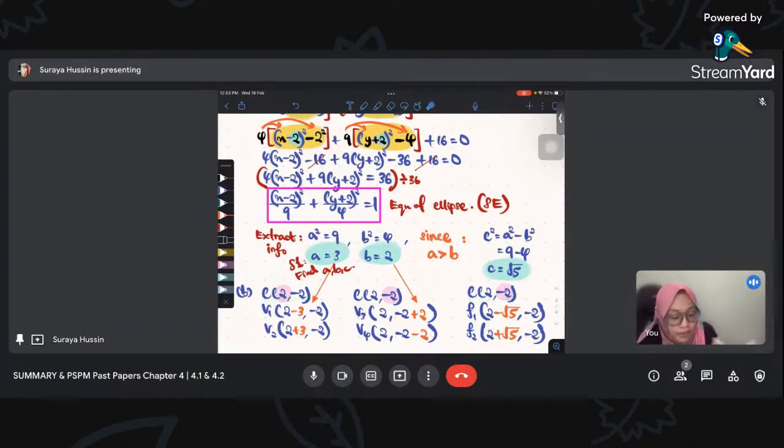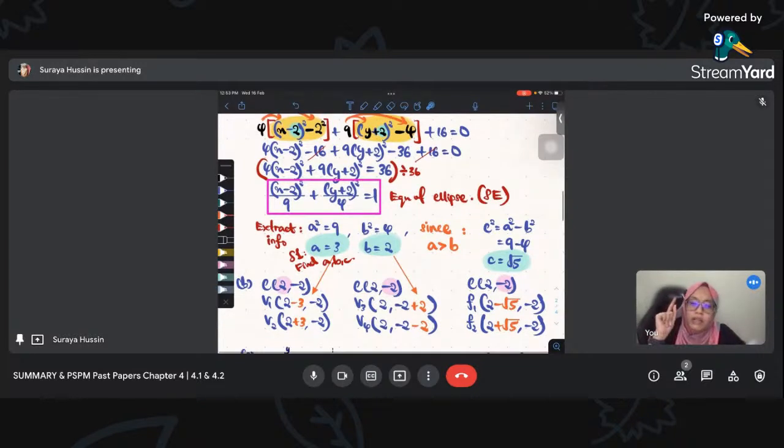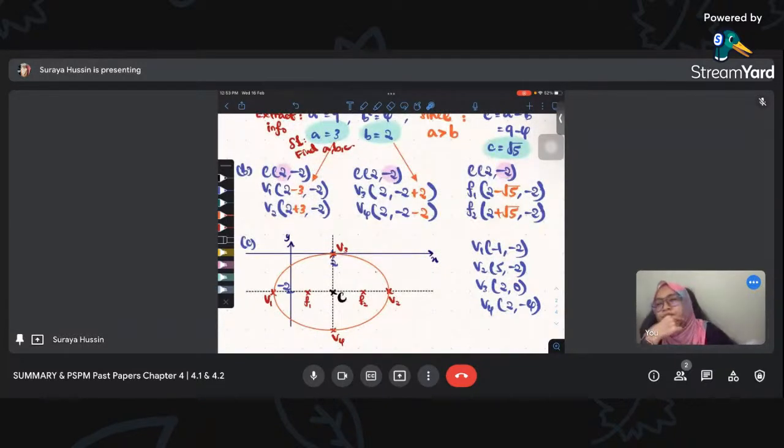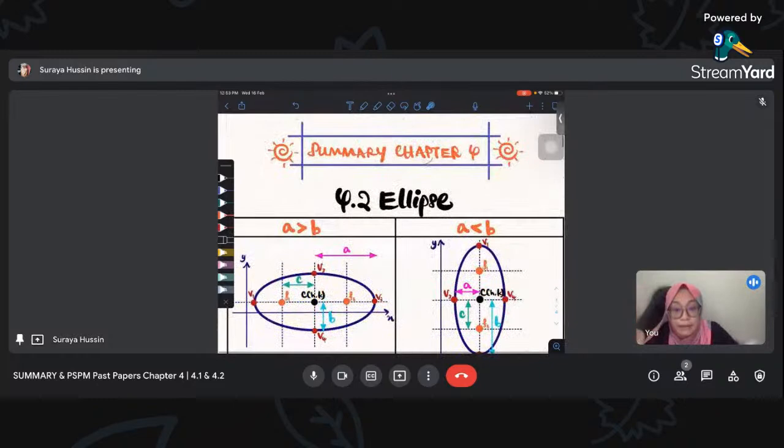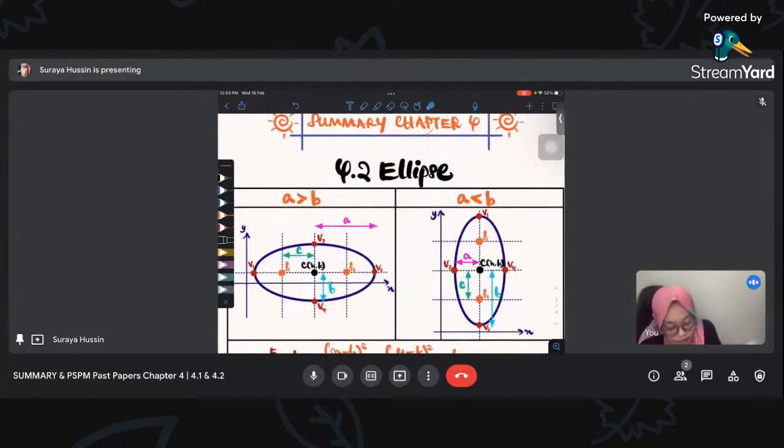Okay, macam mana nak pandai? Nak pandai mesti faham, mesti kena tahu bentuk graf dululah. Okay. Bentuk graf macam mana? Bentuk graf pula, bentuk ellipse. So bentuk ellipse, this is the things. Bentuk ellipse, dia punya bentuk ellipse yang membujur ke mendatar.